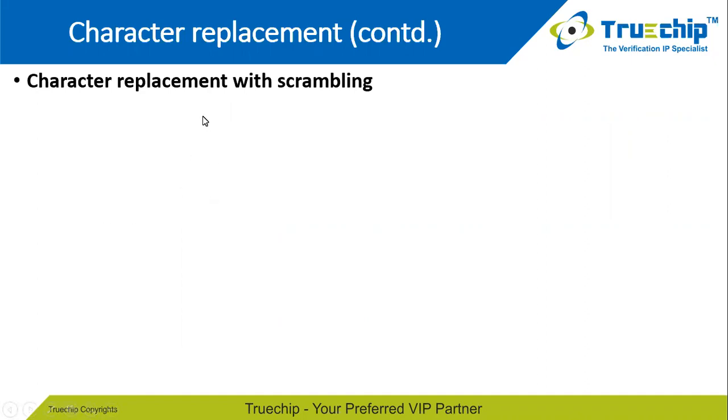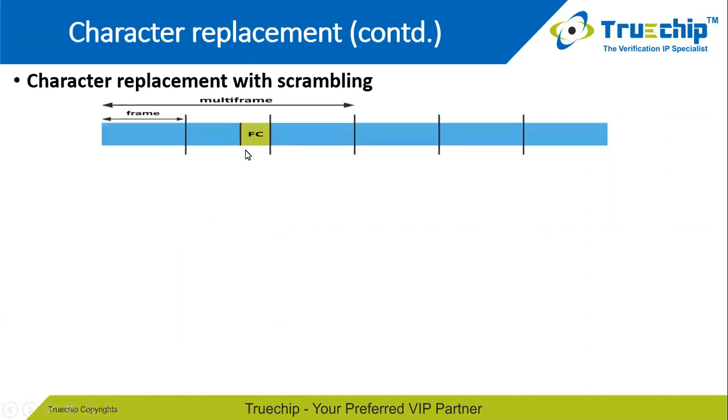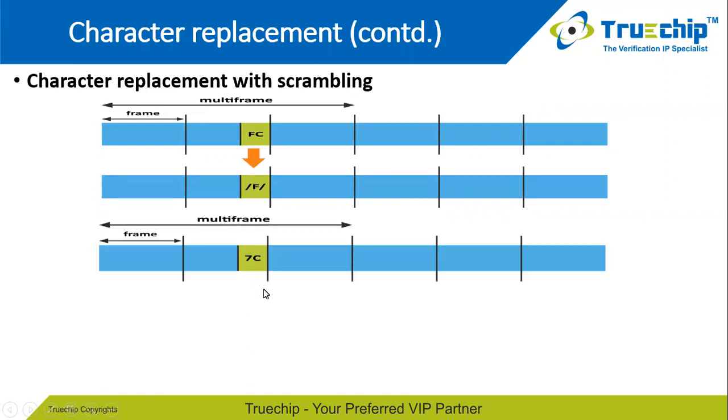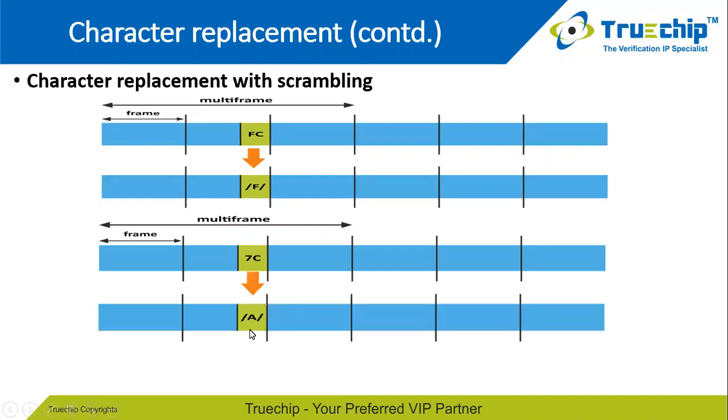Now, when the scrambling is enabled, the character replacement is done as follows. When the last scrambled octet in a frame, but not at the end of a multi-frame, equals FC, the transmitter shall encode it as a control character F. Also, when the last scrambled octet in a multi-frame equals 7C, the transmitter shall encode it as a control character A. So this was all about the character replacement logic.